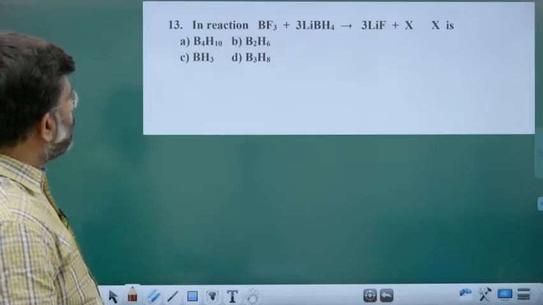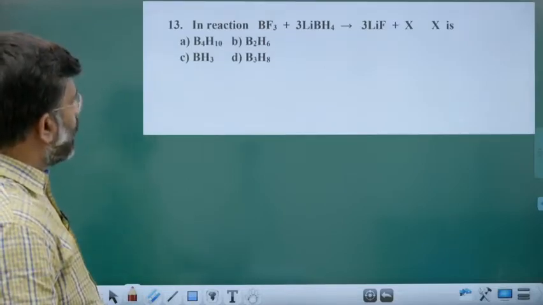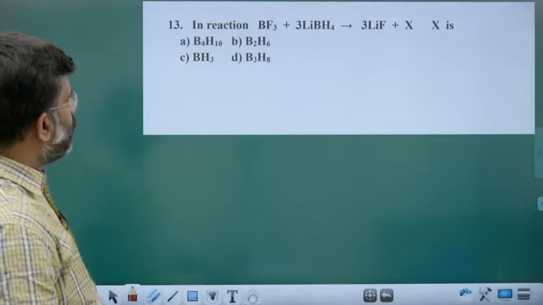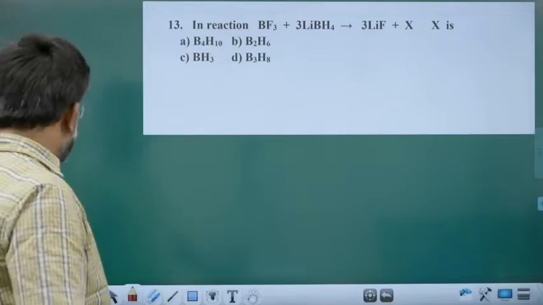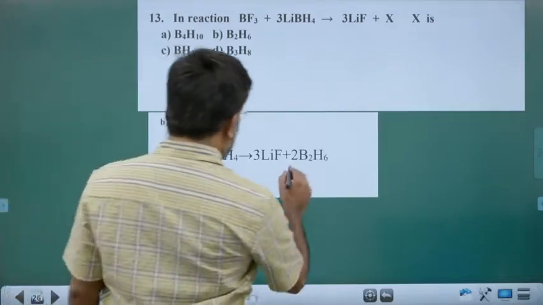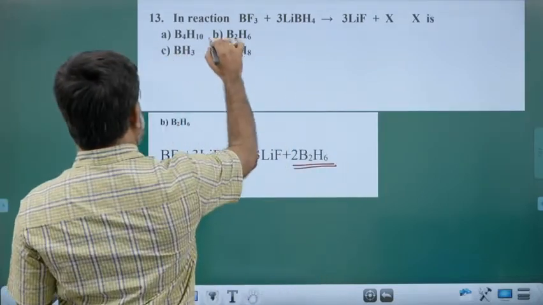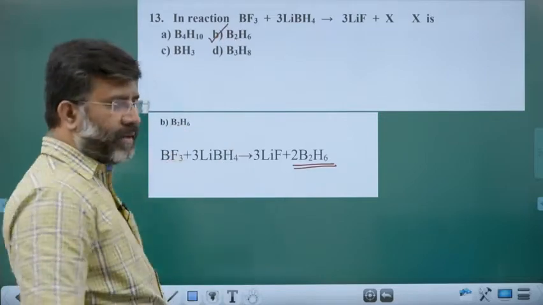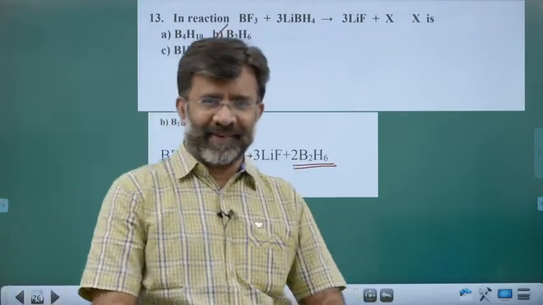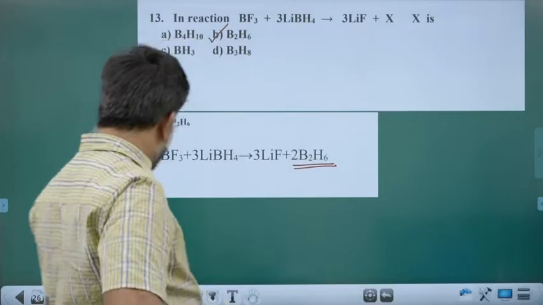Interaction of BF3 with lithium borohydride. You get lithium fluoride plus X. X is diborane, B2H6, option B. Okay. Next.